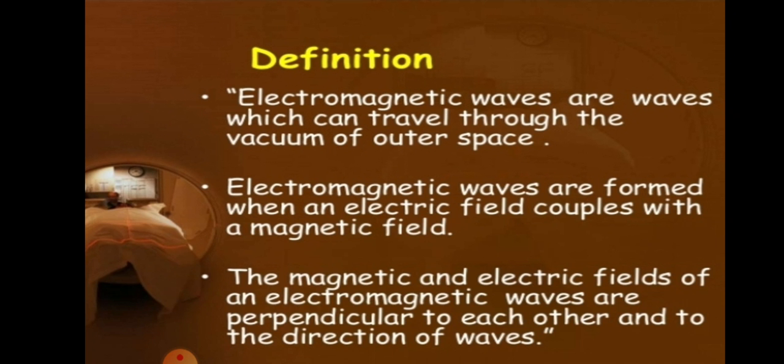What is an EM wave? Definition: electromagnetic waves are waves which can travel through the vacuum of outer space. EM waves are formed when an electric field couples with a magnetic field. Another definition of an EM wave is that the magnetic and electric fields of an EM wave are perpendicular to each other and to the direction of the wave.